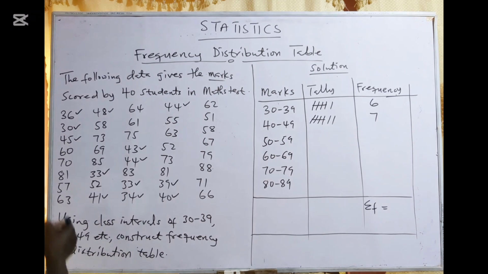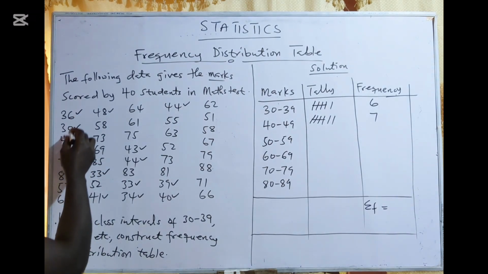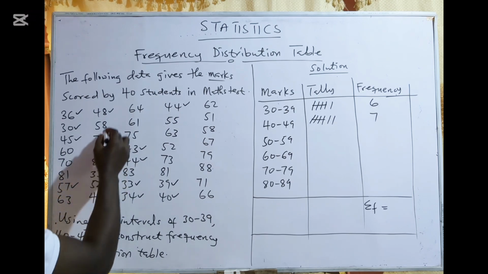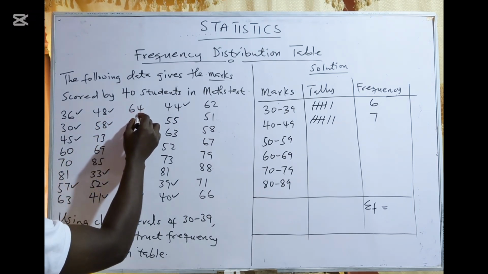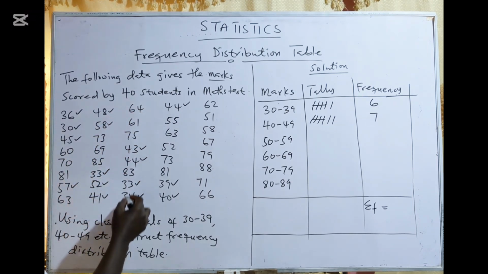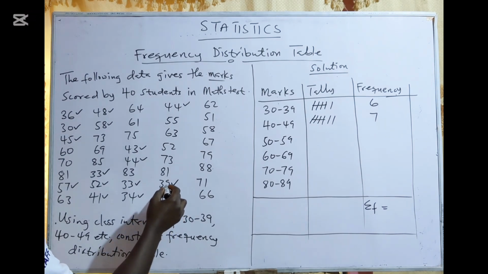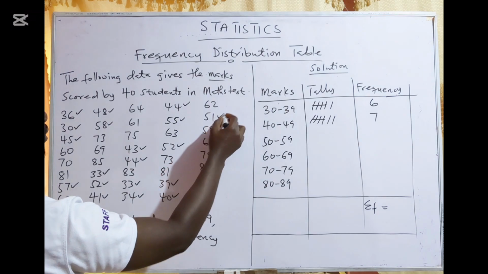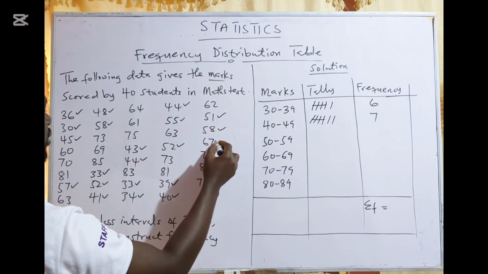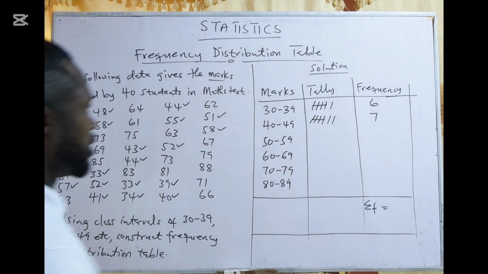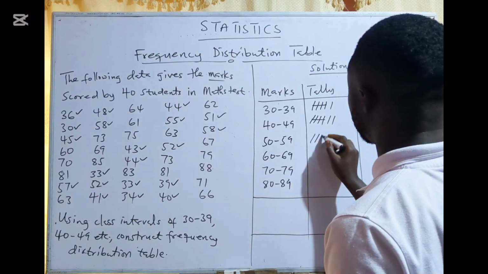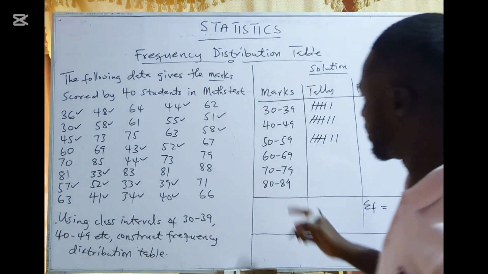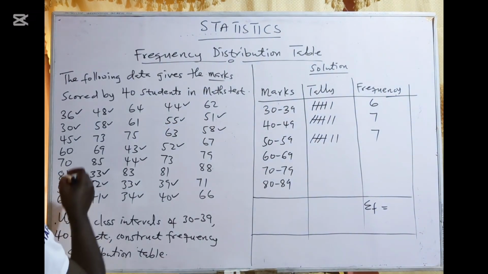Then let's come to the 50s, 50 to 59. 1, 2, 3, 4, 5, 6, 7. I think that is 7: 1, 2, 3, 4, 5, 6, 7. So 7.